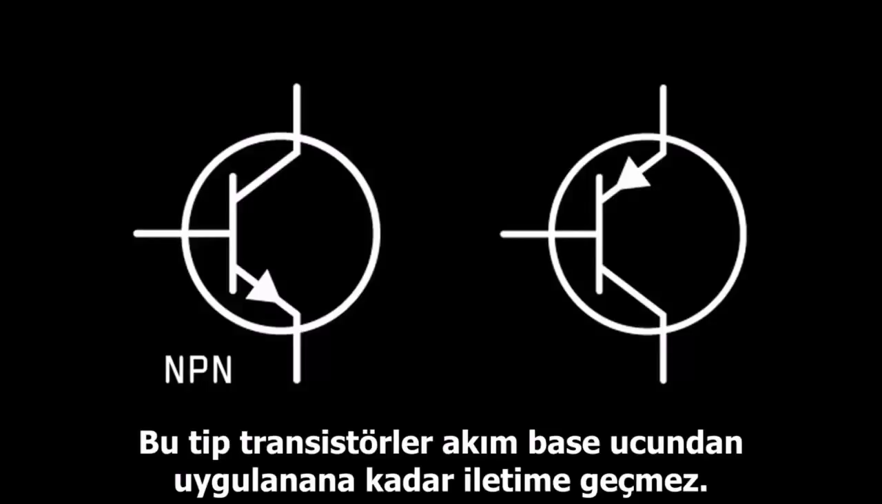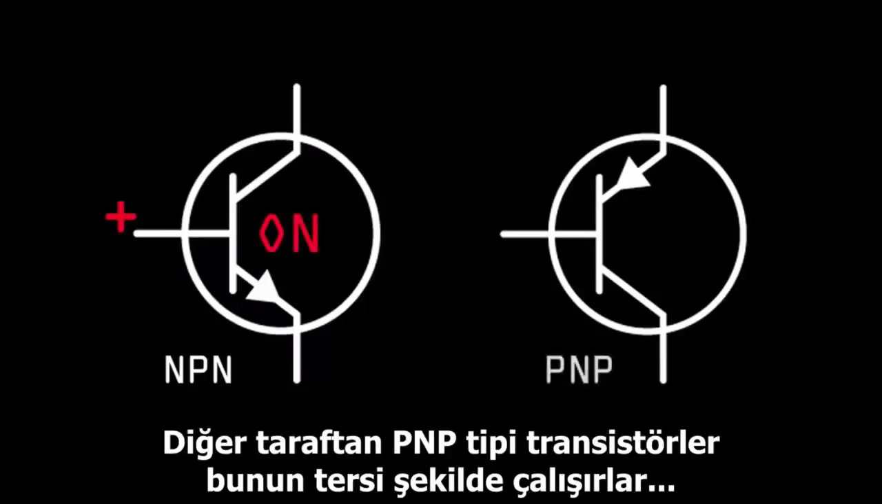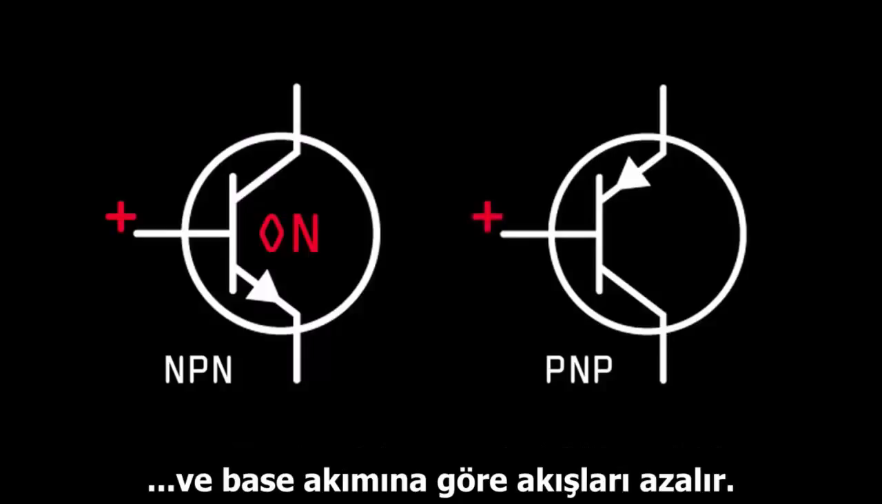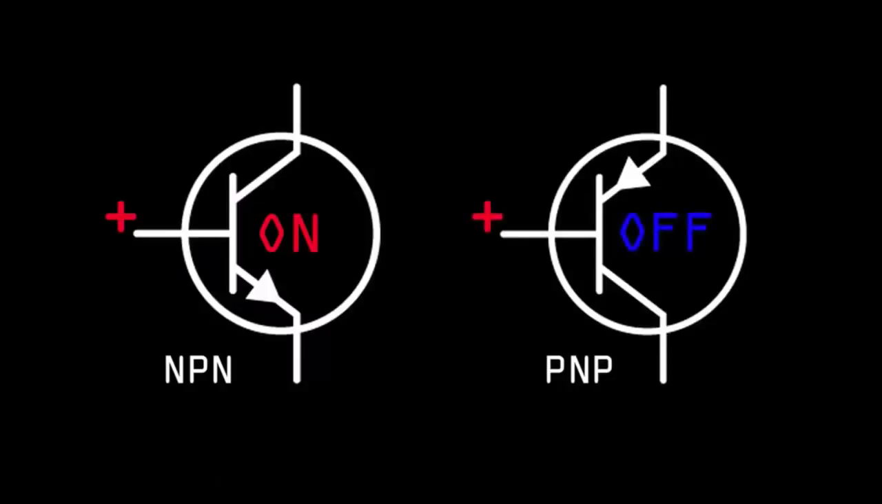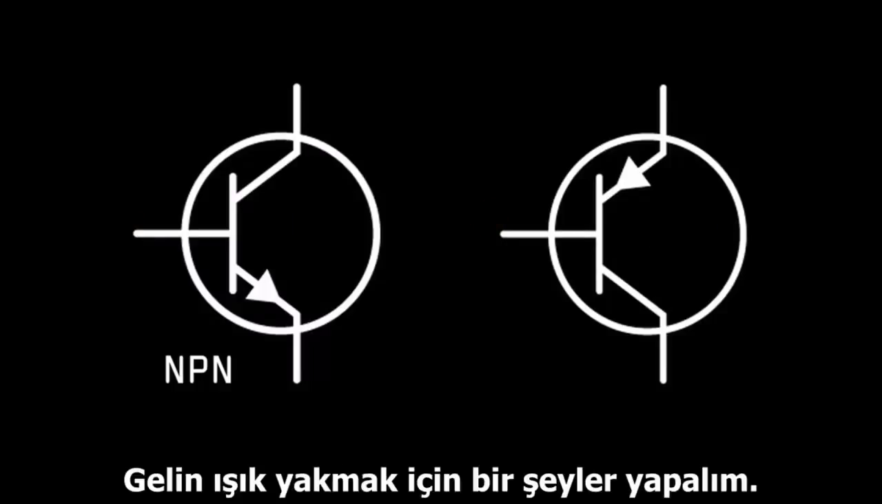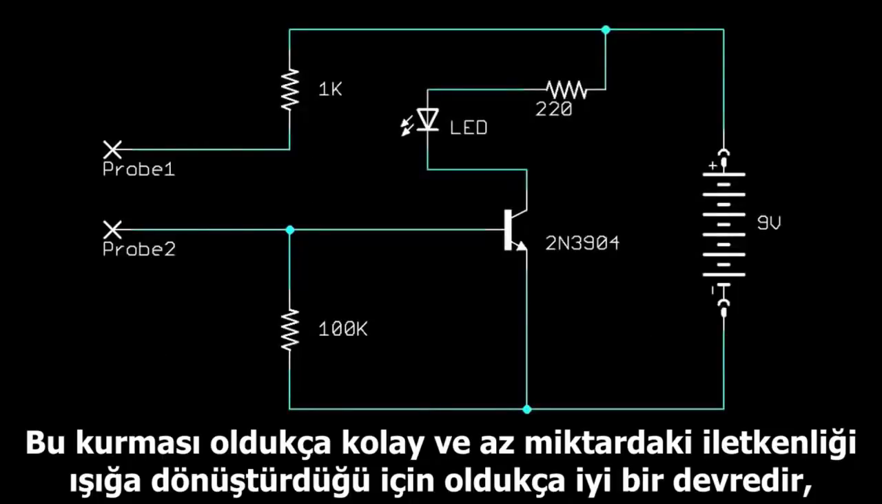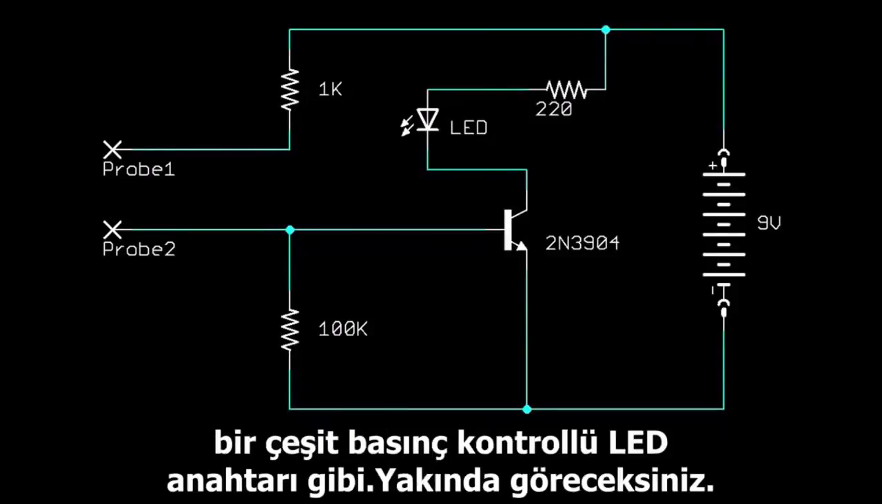It won't conduct until a current is applied at its base terminal. PNP types, on the other hand, act in the opposite way. They reduce the flow in relation to their base current. Got all that? Good. Let's go make something that lights up. This is a relatively easy circuit to build, and it's pretty cool because it converts small amounts of conductivity to light. It's sort of like a pressure-controlled LED fader switch.